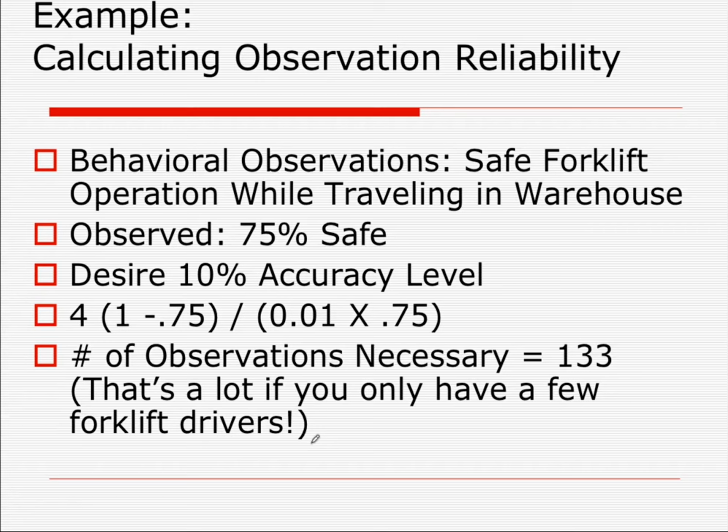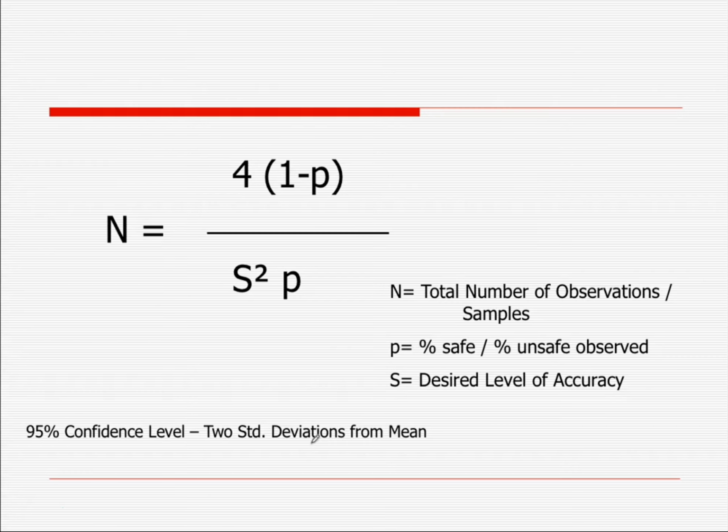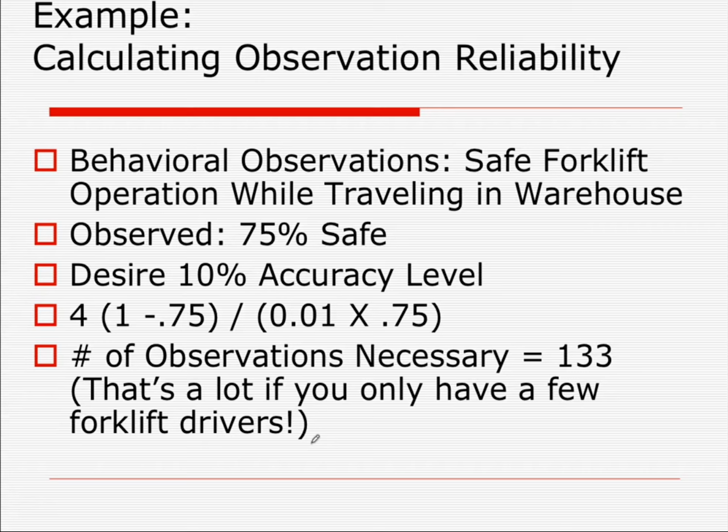Now, remember, we are having to square S. S is squared. So some of you are like, wait a second, 10% is 0.1, not 0.01. Remember, it is squared, so it's 0.01 times 0.75. If we plug that in, you would see we'd need 133 observations to have a 10% accuracy level in our 75% safe assumption. Now, that's a lot of observations if you only have 4 or 5 forklift operators.